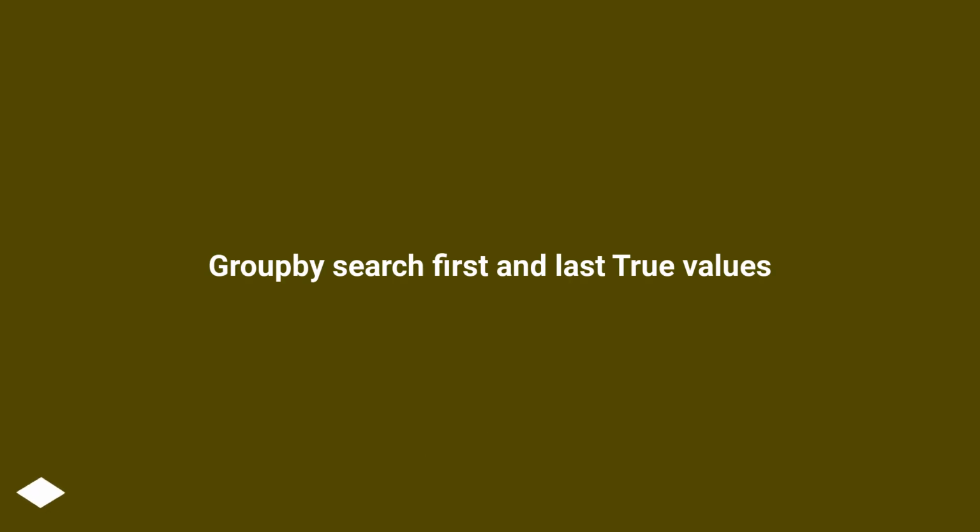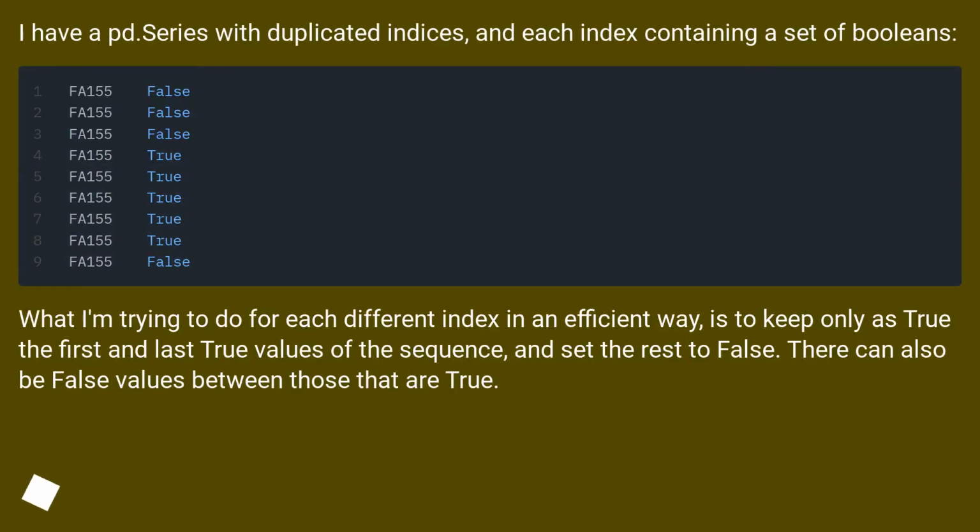Groupby search first and last true values. I have a pd.Series with duplicated indices, and each index containing a set of booleans.